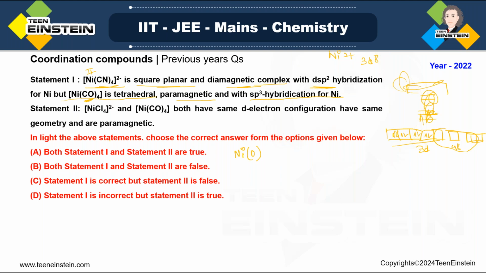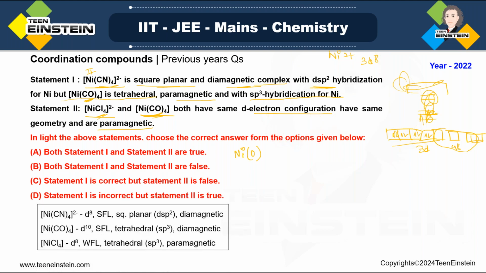What about statement 2? It is saying that NiCl4 2 minus and Ni(CO)4 both have the same d electron configuration, same geometry and are paramagnetic. But we have already seen this is not paramagnetic. And the electron configuration cannot be the same because CO is a strong field ligand. This is not a strong field ligand. Okay, so the net conclusions we can draw like this.